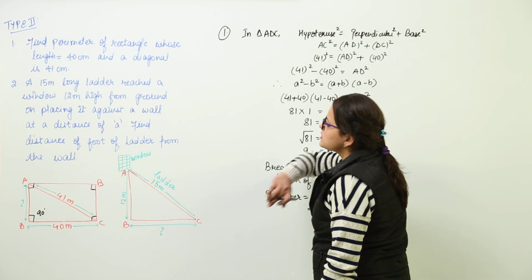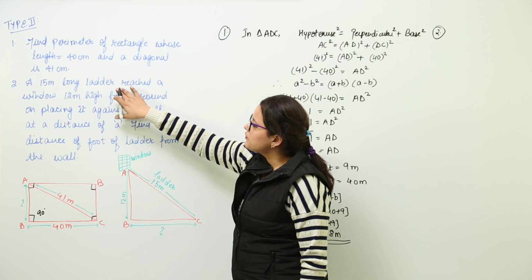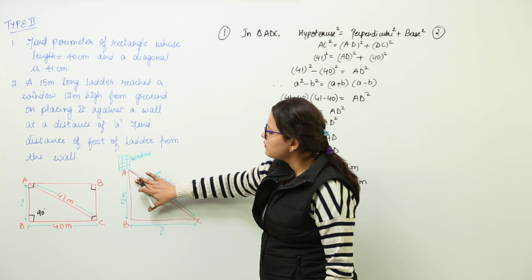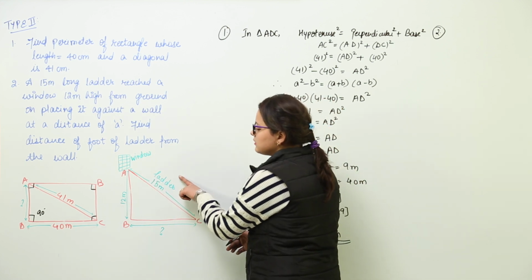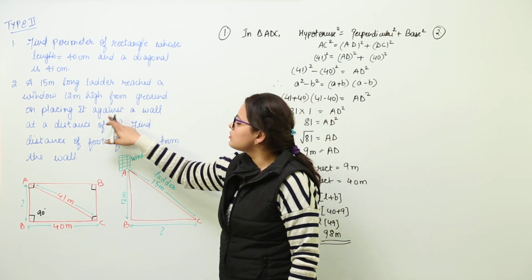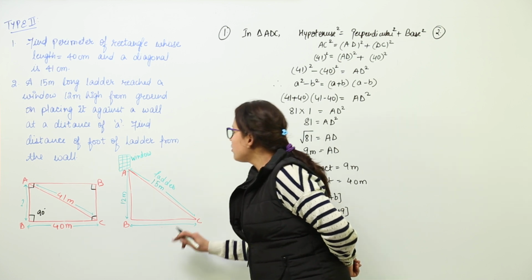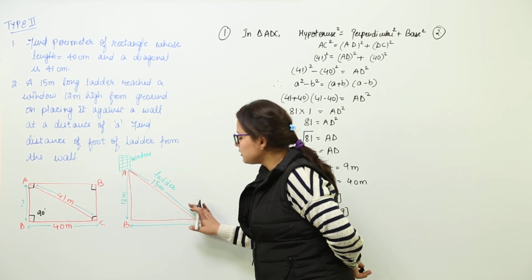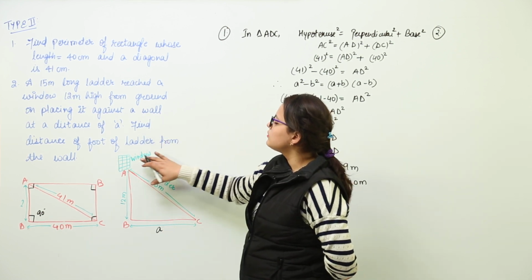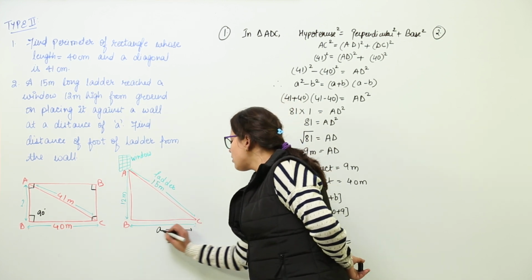Now, for the second question, let us start. For the second question, we have a 15 meters long ladder over here, and we have a window which is 12 meters high. We have placed the ladder on the window in such a way, right? And we have to find out, it is also given that it is at a distance of A. So, that means the distance from the wall, which is the place of the ladder, is A. So now we have to find out the distance of the foot of the ladder from the wall, that is we have to find this value of A.